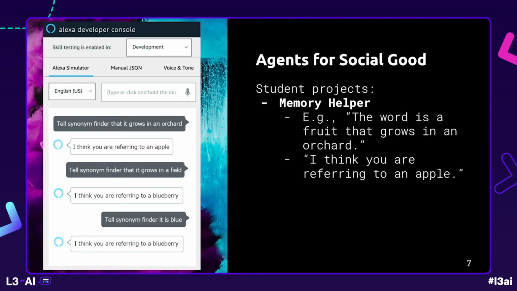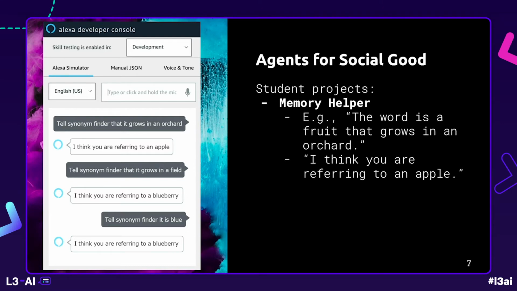And this one student actually developed this skill to help his mom, who had difficulty remembering words. So she might say to the skill, "I'm trying to remember a word that's a fruit, that's growing in an orchard." And Alexa would try to guess the word she's thinking of and say something like, "I think you're referring to an apple."